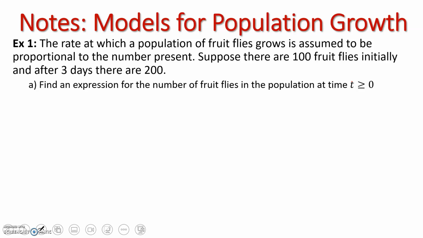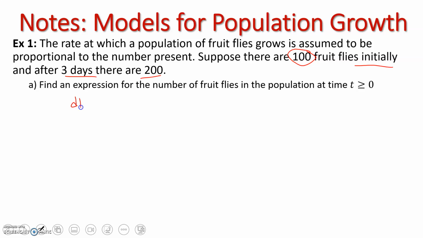Example 1. The rate at which a population of fruit flies grows is assumed to be proportional to the number present. Suppose there are 100 fruit flies initially, so at time 0, and after 3 days there are 200. Find an expression for the population at time t greater than 0.